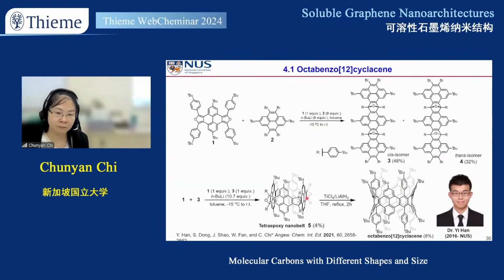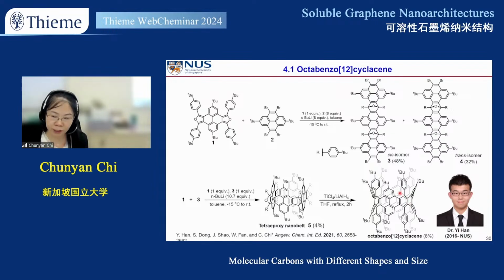So we started from molecule 2. Molecule 2 is a tetrabromide. It can react with lithium to form dibenzene. Then react with a Diels-Alder reaction, we can get syn-adduct 3 and trans-adduct 4. The syn-adduct 3 actually has a C-shaped conformation. It can also react with lithium to form dibenzene. Then react with a Diels-Alder reaction, you can get tetraepoxy nanobelt 5. Then treatment of 5 with titanium tetrachloride and lithium, we can get the target structure.